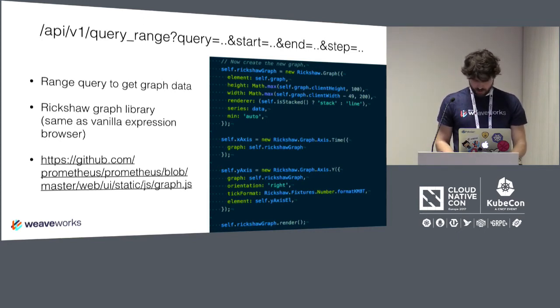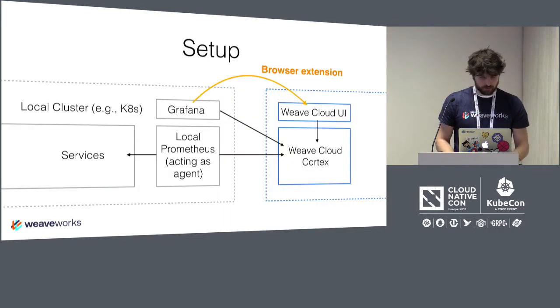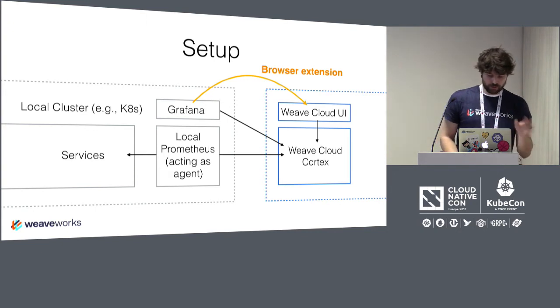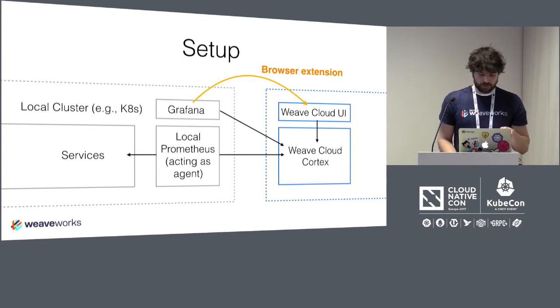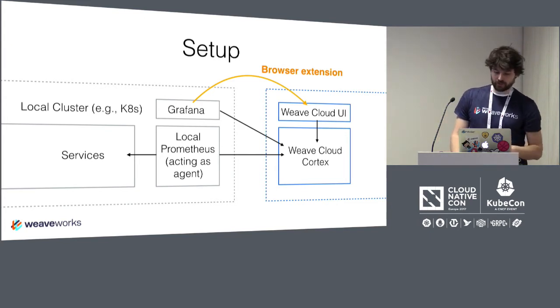Okay, so I'm just going to show how this all works together, and I'm quickly going to go through the setup. The idea here is that you run your local cluster with some services, and you run your local Prometheus and your local Grafana. Then we run a hosted Prometheus service for you, where you can send all your data, and the Grafana can also access that data. So this is what's going to happen. And with a browser extension, we can jump out of the Grafana into the Cloud UI.